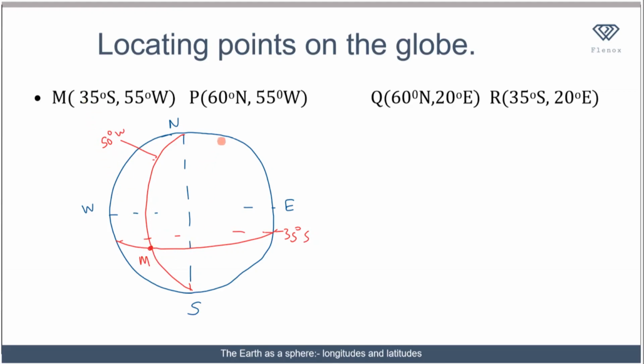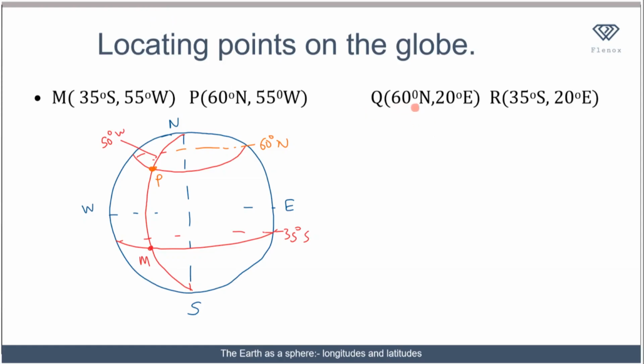Now the second point tells us that we have our P at 60 degrees north. So I'm going to draw that with a different color. So we have 60 degrees north, and that is going to be in this northern hemisphere over here. So this is 60 degrees north, and 55 degrees west. And 55 degrees west is still this red line that I have over here. So the point of intersection of this line and that line over here is point P. So now let's look at another example.